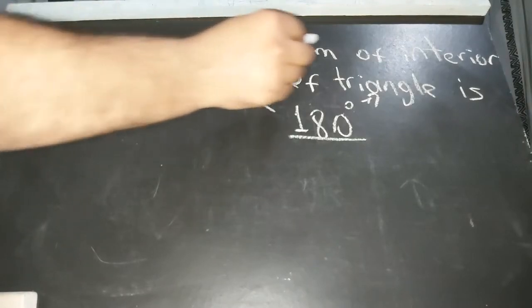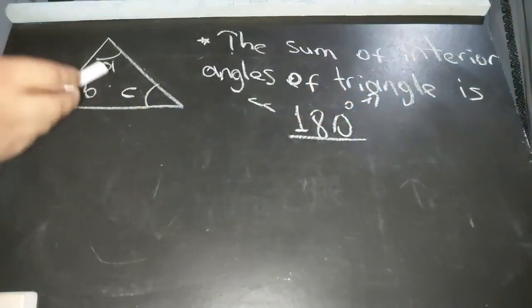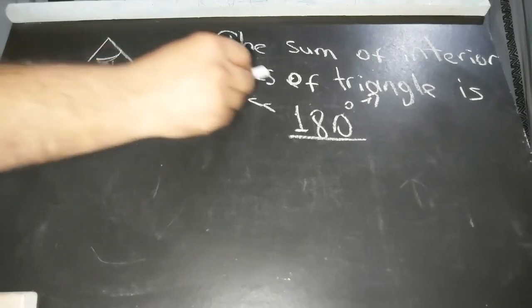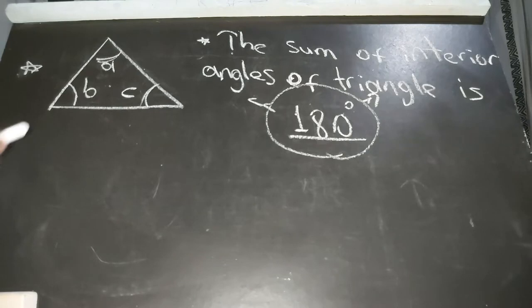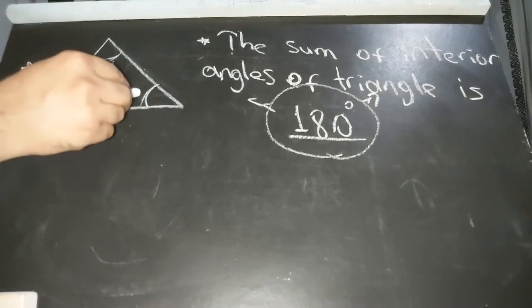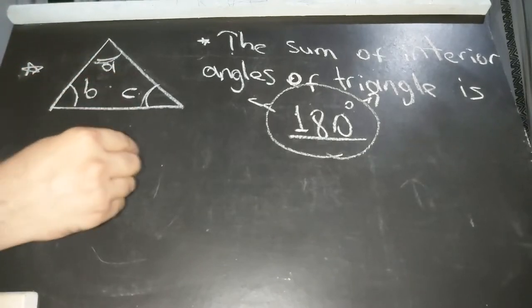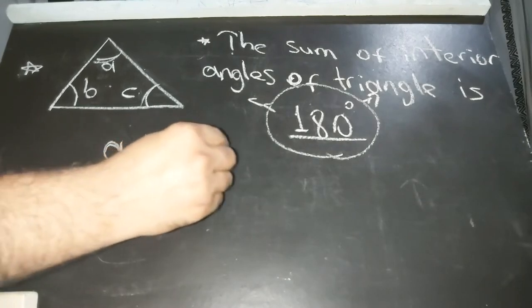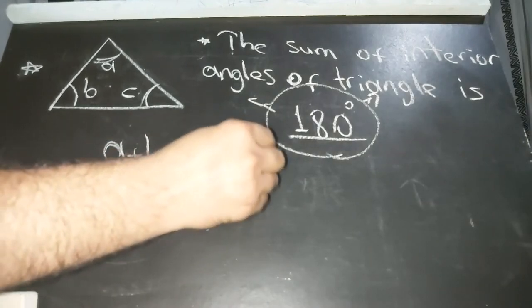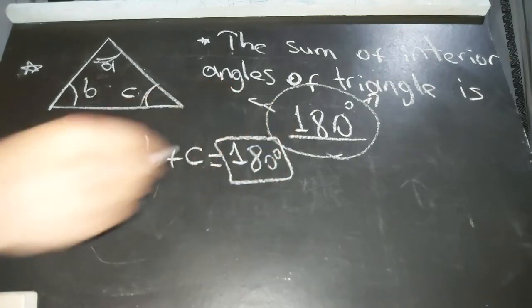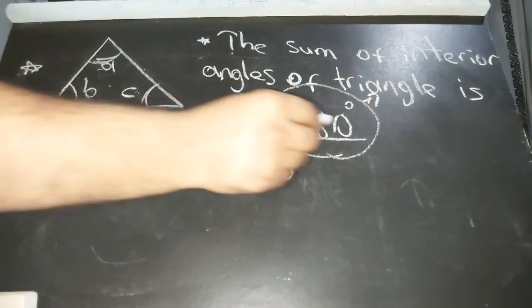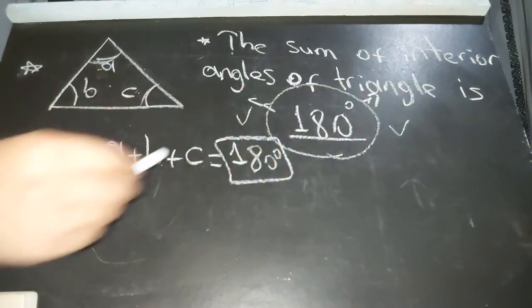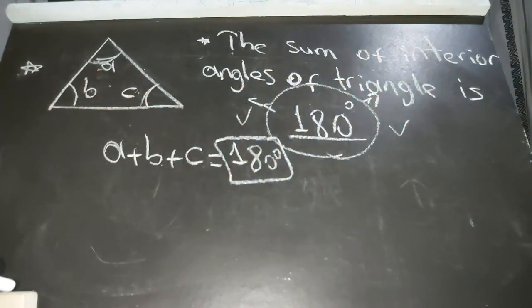All right, now we have another piece of information. The sum of the interior angles, the inside angles of a triangle, is 180 degrees. That means if I have angle A, angle B and angle C, A plus B plus C is going to be 180. Okay, interior angles of a triangle. It is very important information. You must know that information very well to solve questions.